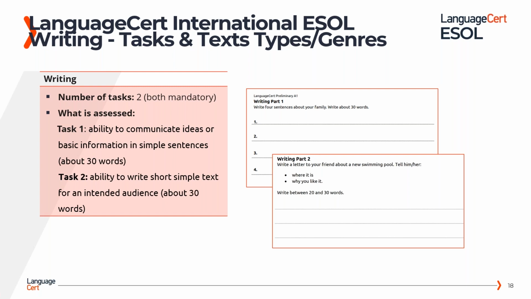The second task assesses the candidate's ability to write short, simple text for an intended audience. Here, for example, candidates may be asked to write to their friend about a new swimming pool, probably in their neighborhood. They will be asked to write approximately 30 words.